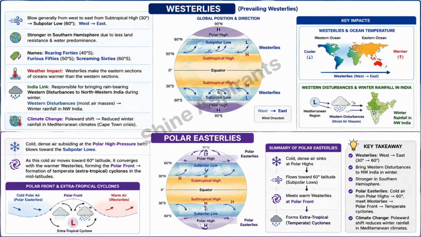3. Polar easterlies: cold, dense air subsiding at polar high pressure belts blows toward subpolar lows. As this cold air moves toward 60 degrees latitude, it converges with the warmer westerlies, forming the polar front, the formation of temperate extratropical cyclones in mid-latitudes.